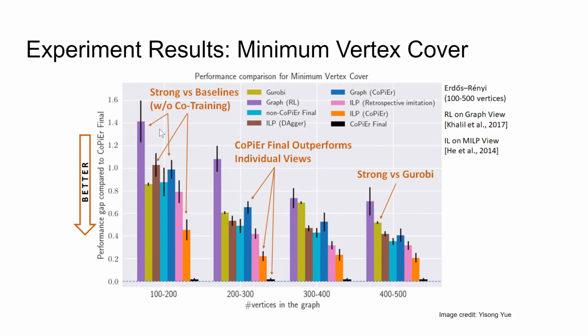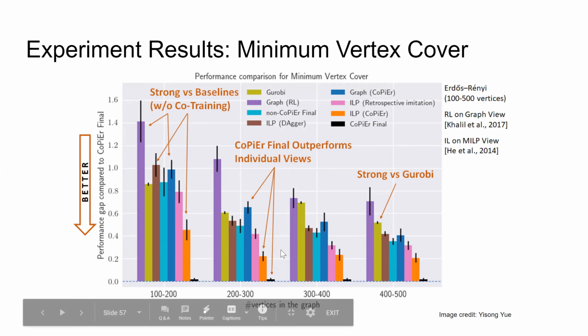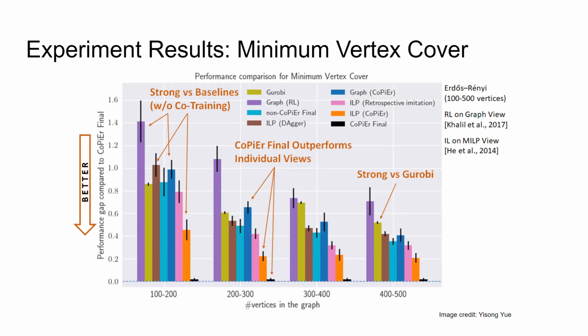Compared with those baselines, on the graph representation we use RL, and on the integer program side we use imitation learning. By doing co-training, we can improve beyond those single-representation baselines. And one nice result of co-training is that in the end, I have two policies, each based on one representation. So at test time, given a new instance, I can run both policies on those two representations and generate two solutions. And I just return whichever solution is the best.